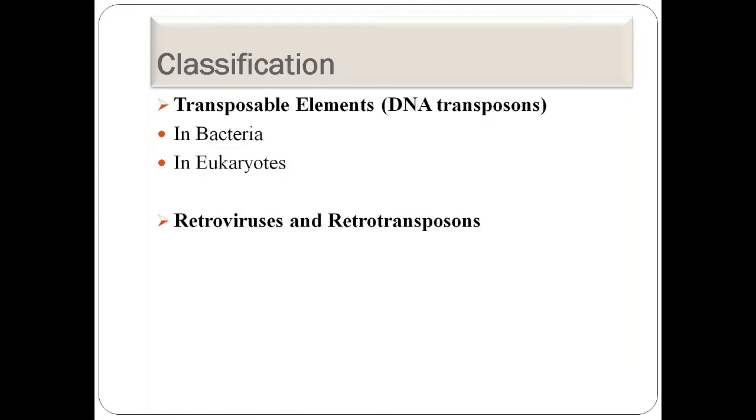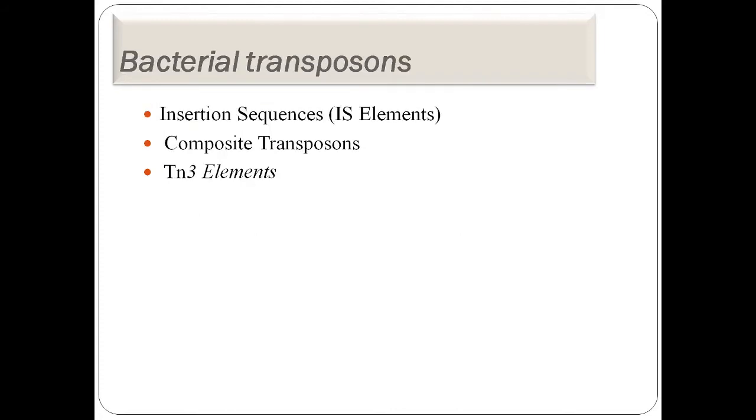Now the classification. I have already cleared this for you, that they are the DNA transposomes or the RNA transposomes. DNA transposomes, examples in bacteria and in eukaryotes, which we are going to see. RNA based are the retrovirus-like elements and the retroposomes. Now next we are going to see bacterial transposomes. From the bacterial transposomes we are going to see three examples.